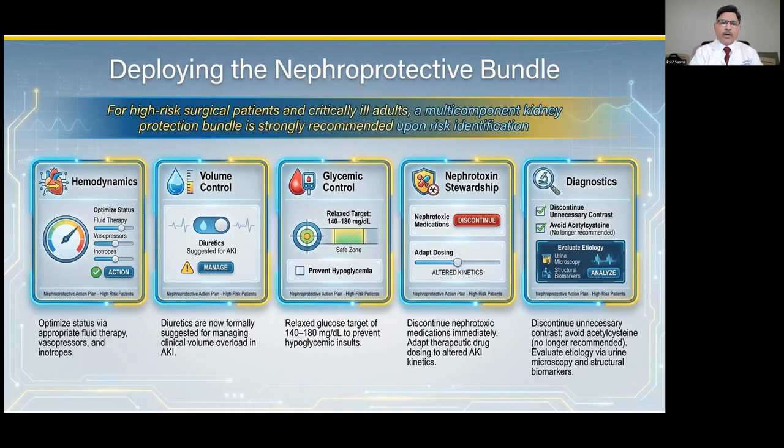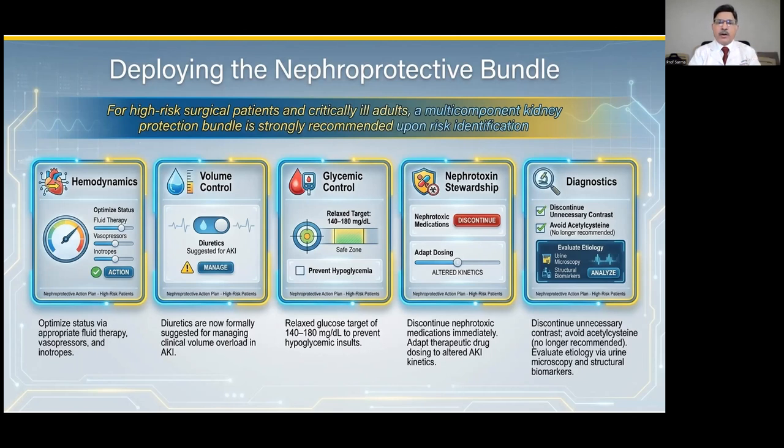Second level, volume control. Diuretics are now formally suggested for managing clinical volume overload. You can use diuretics when volume overload is the cause of the AKI. How do I know if it's volume overload or volume deficient? By doing the focused ultrasound at the three levels.